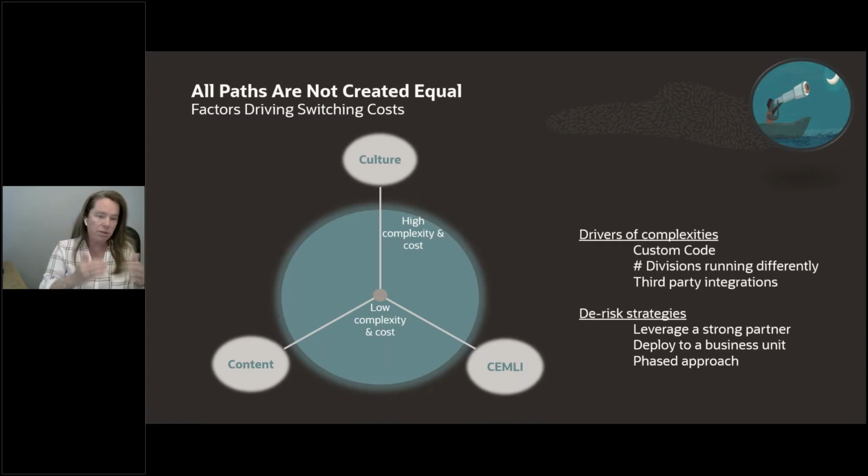And so there's varying degrees there, and there's things that drive this complexity. I mentioned custom code, the number of divisions that are running differently. How many instances do you have? And how many of these third-party integrations have you got? These are just some examples of those drivers. So what are some strategies that you can use to de-risk?